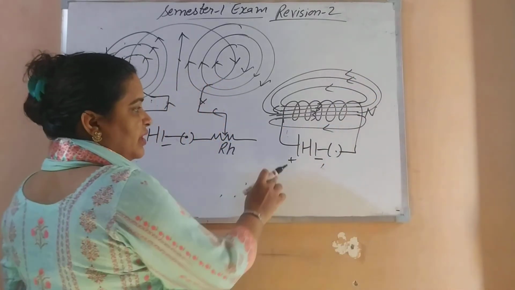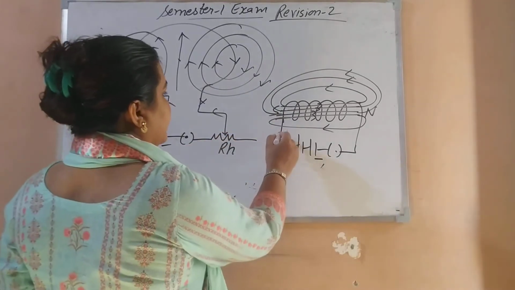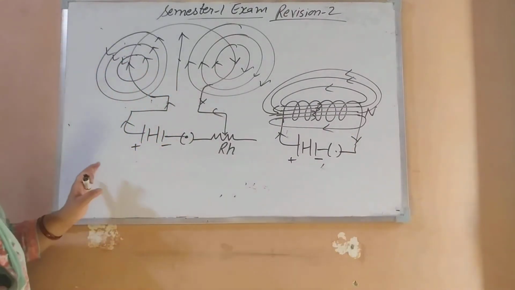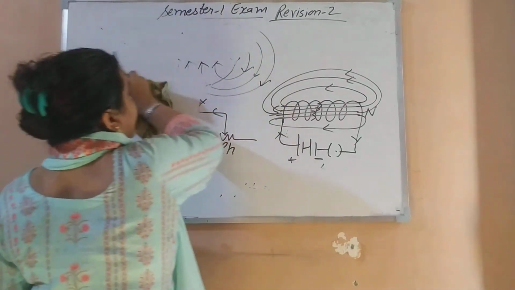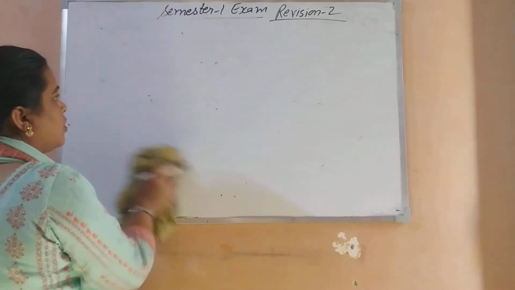Clear? So we have come to know about the sketch of the field lines around a solenoid. The current direction must be shown from positive to negative. When we wrap these, we get a solenoid. Similarly, if you pass a soft iron core through a solenoid, then the solenoid gets converted into an electromagnet.